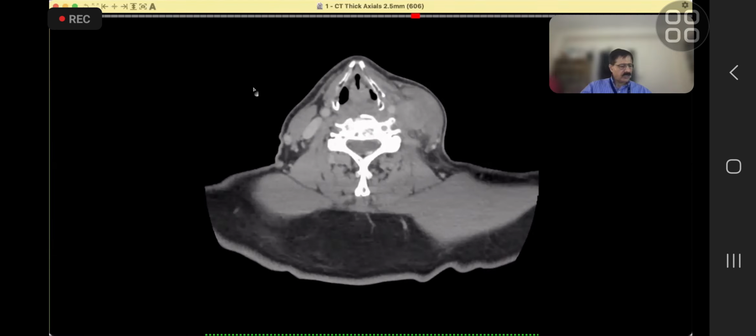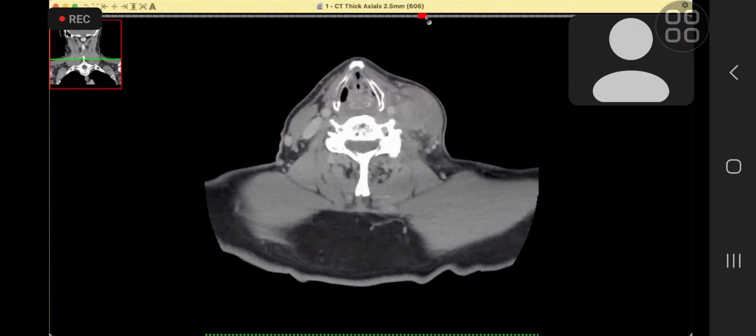55-year-old male, acute neck swelling and pain. And he is a known drug abuser, by the way. So he has presented with acute neck swelling and pain. Over to you.